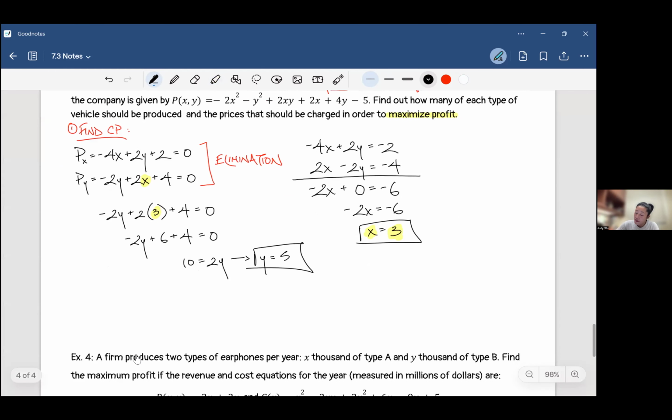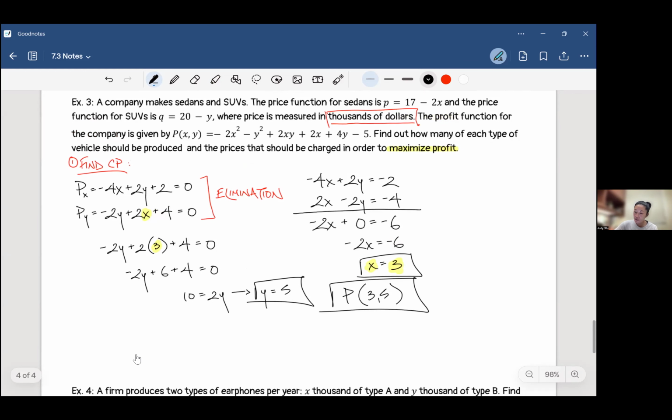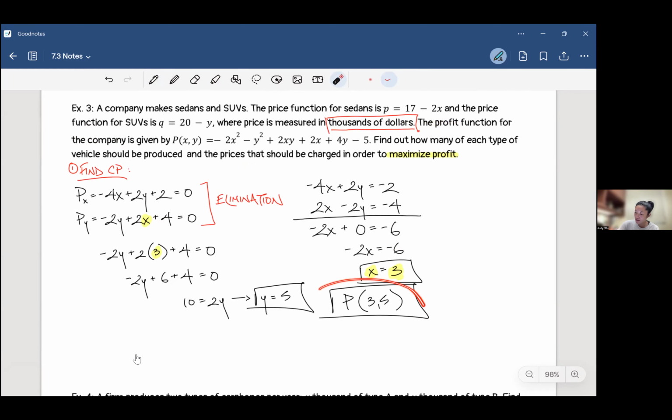Okay. That means that P of (3, 5) is a critical point. Now, I'm going to leave it to you to show that if you use your second derivative test, like we did in the other problems, it should give you a maximum. But once we've checked that it's a maximum, we want to make sure that we answer the question. So it says, find out how many of each type of vehicle should be produced.